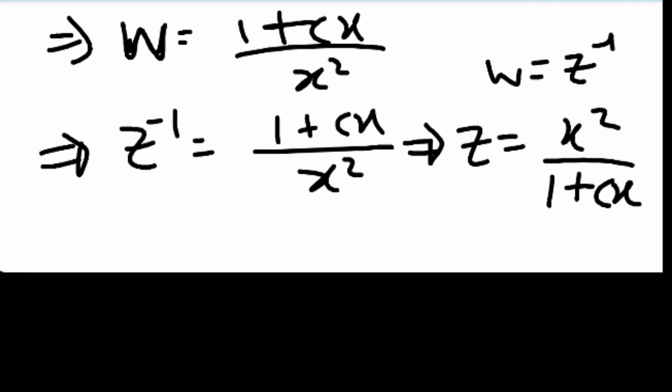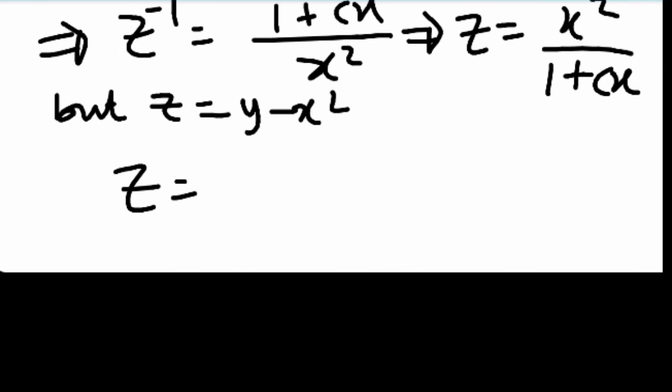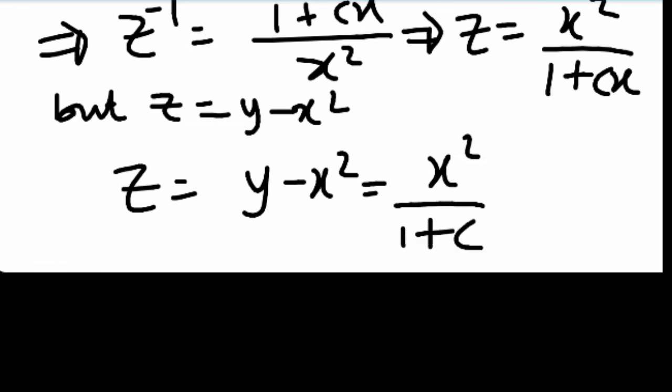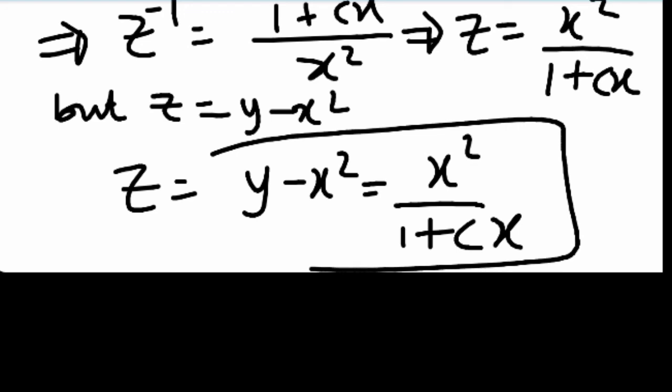But what is z? From our Riccati equation, we substituted z is equal to y minus x squared. So z is equal to y minus x squared, right? Is equal to x squared over 1 plus cx. You can choose to take this as your final answer, or you get the explicit solution.